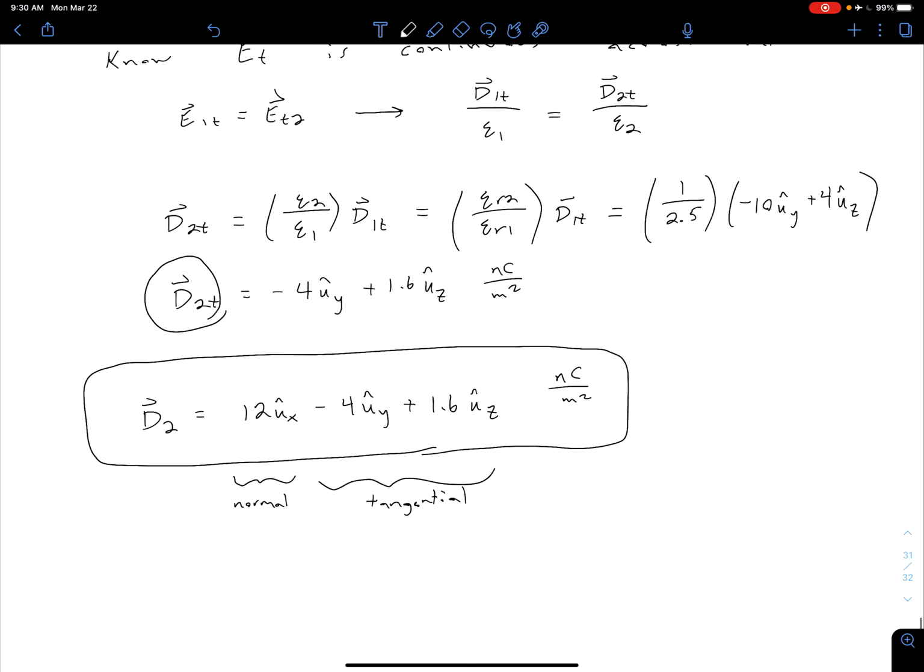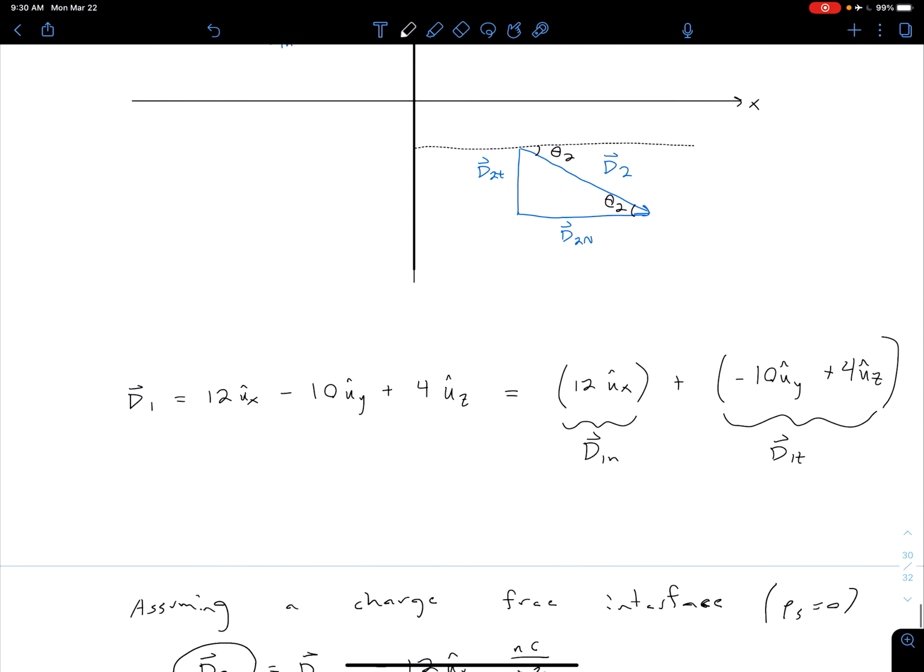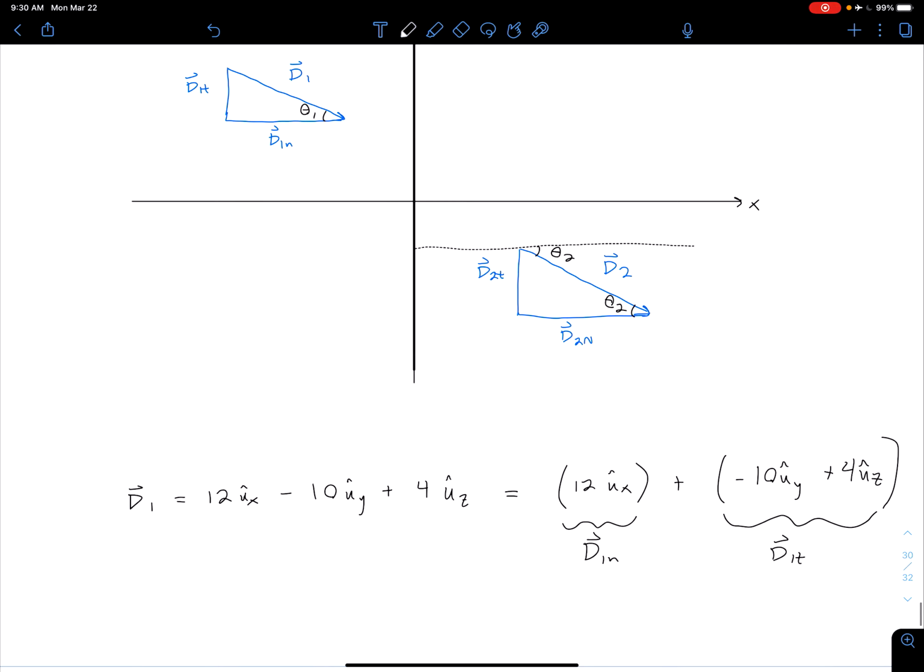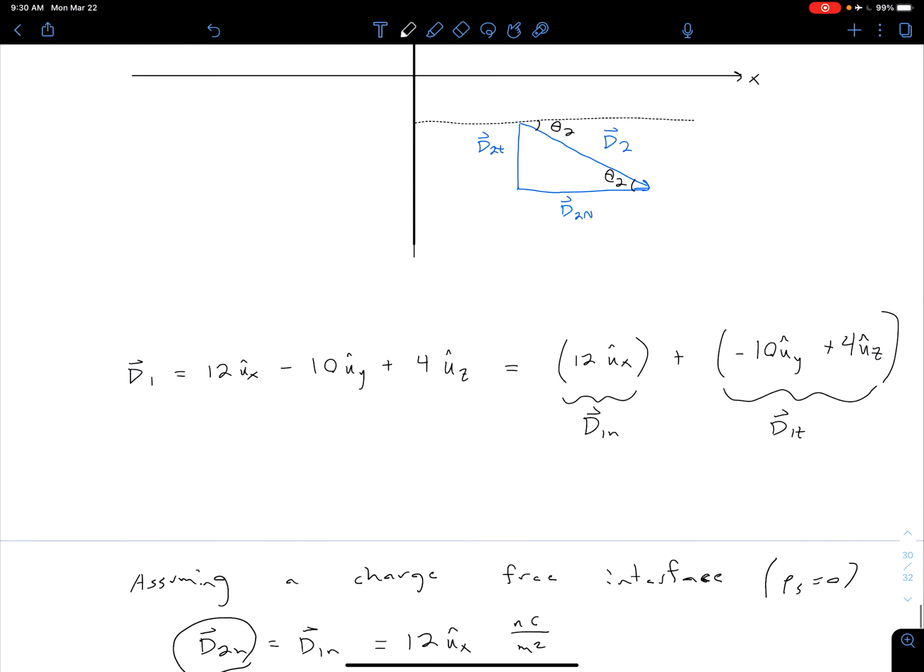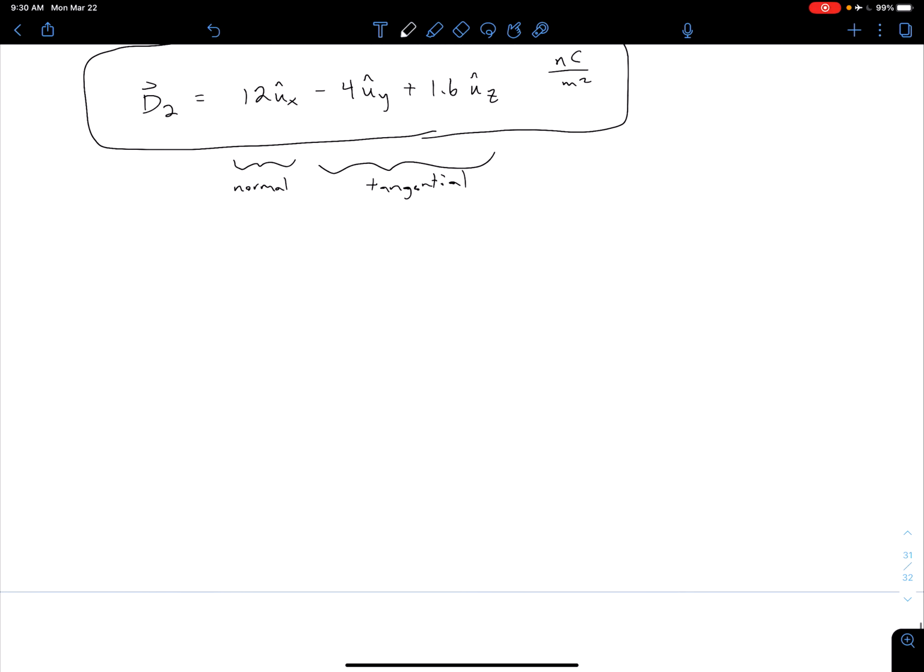Okay, so now the second thing we were looking for was that theta 2 angle. So the angle between the normal, a line normal to the interface, and our D2. But really we said we can just focus on that triangle. So let's go ahead and do that. So let's redraw that triangle here. See if I can get it to draw me a nice triangle. There we go.